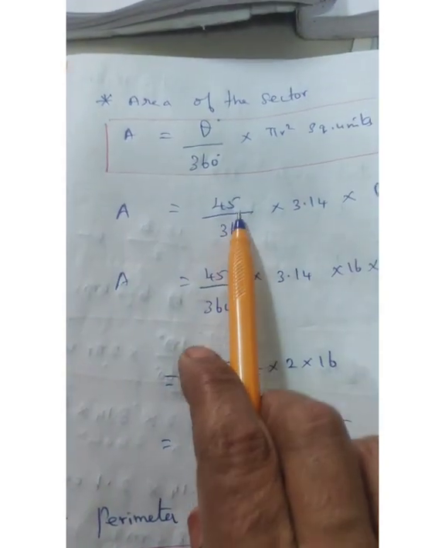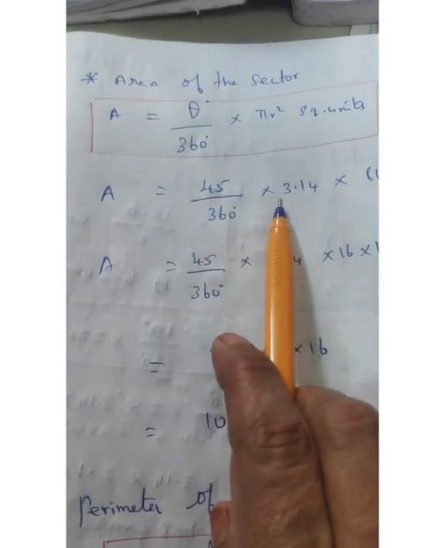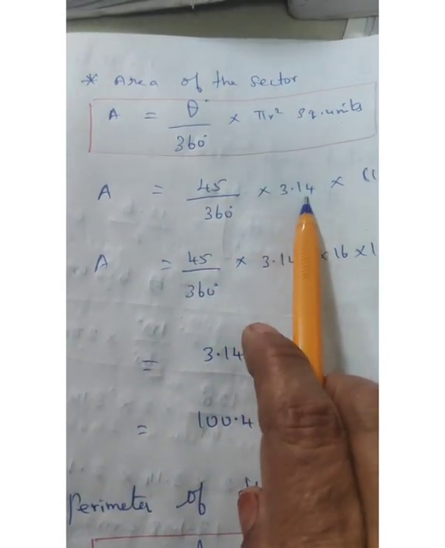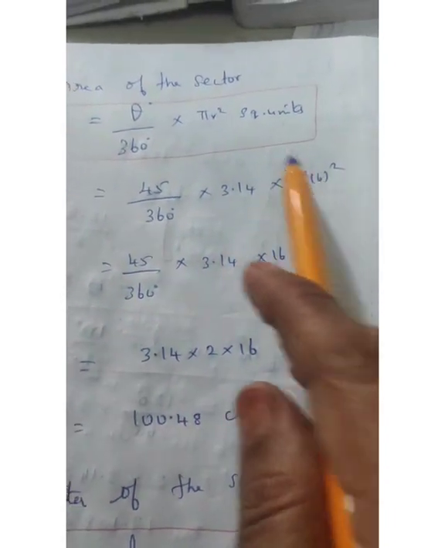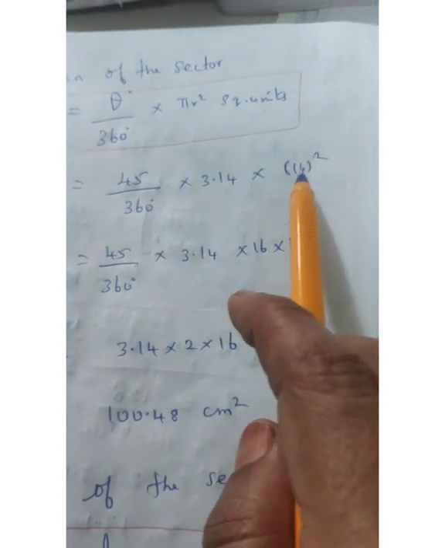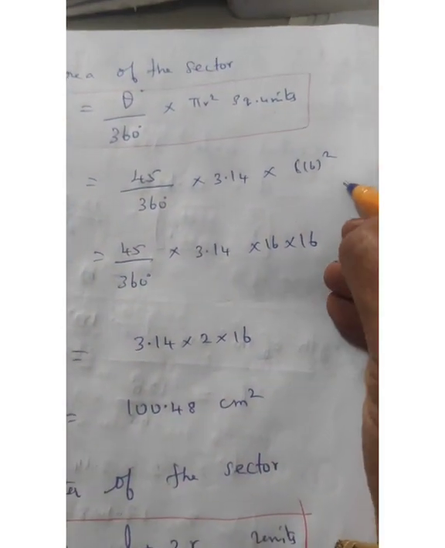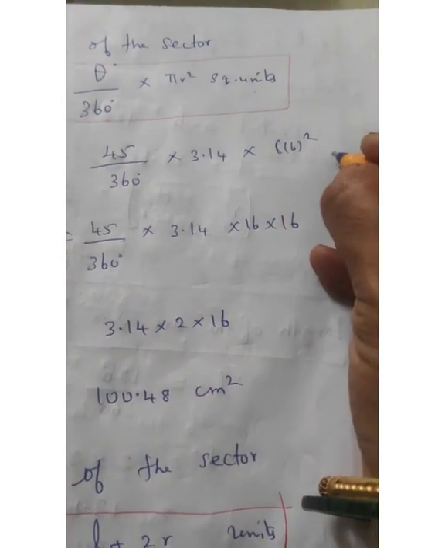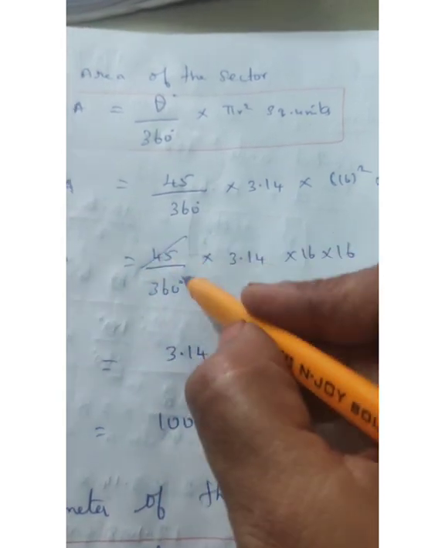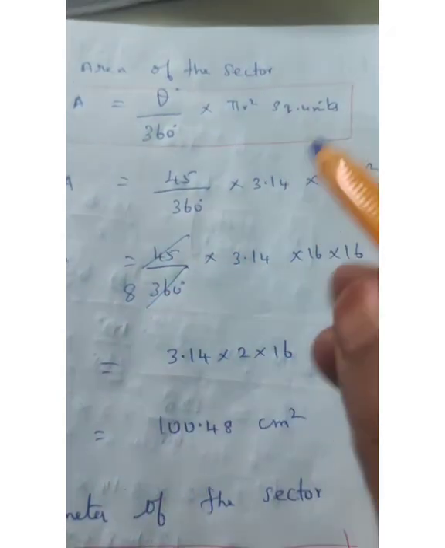Theta value equal to 45 degree into 3 by 360 degree into pi value equal to 3.14, r value equal to 16. The square for whole square, start the bracket and write it the square, centimeter squared. Must write the units. 1 5 is 45, 8 5s are 360 degree.